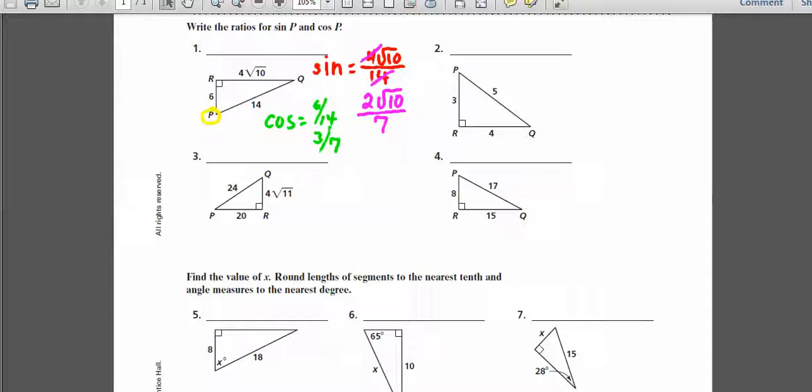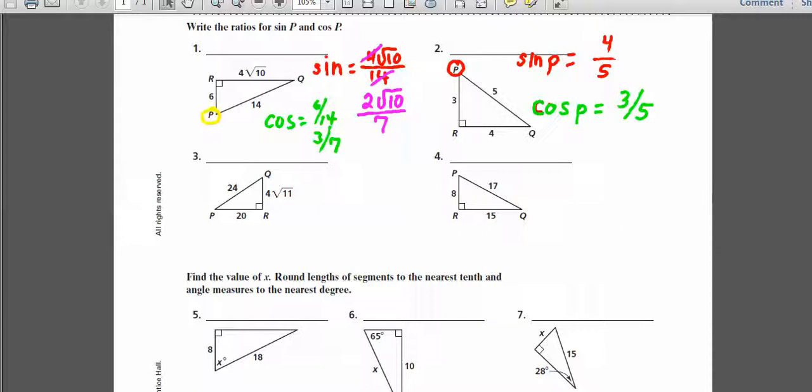Triangle number 2, my sine of P is, this is my P right up here. So I'm looking for the opposite side for sine, which is opposite over hypotenuse, so 4 over 5. And my cosine, I use green for that one, cosine of P is my adjacent side. So if this is P, it's going to have to be the side with a length of 3. Remember, it's not the hypotenuse, it's the side that's touching it that's adjacent, but not the hypotenuse. So 3 over the hypotenuse, which is 5.